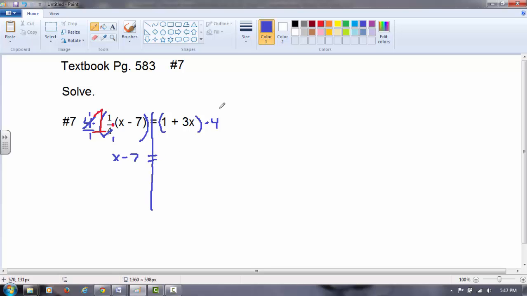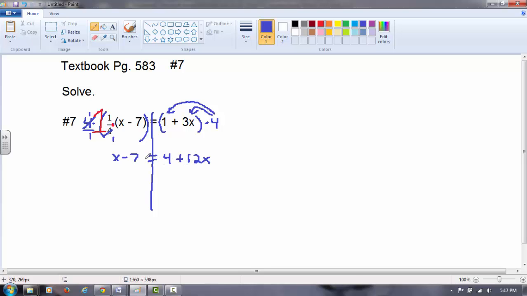Now on the right hand side I've got a 4, so I'm going to multiply through, distribute through, and then multiply the 4 with the 3x also. So 4 times 1 will get me 4. 3x times 4, so 3 times 4 is 12, and we just put the x at the end of it.